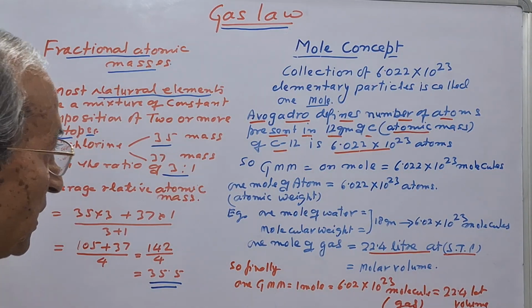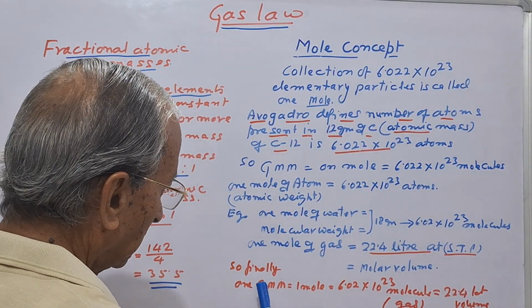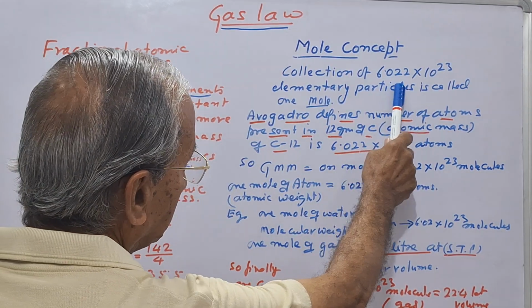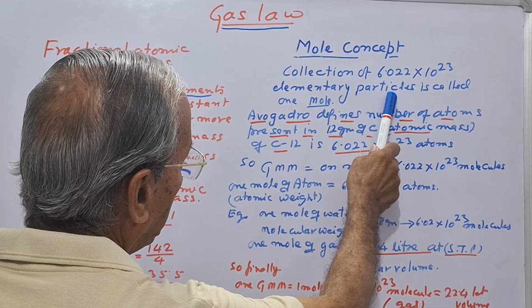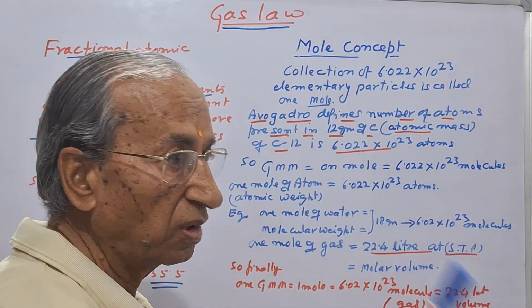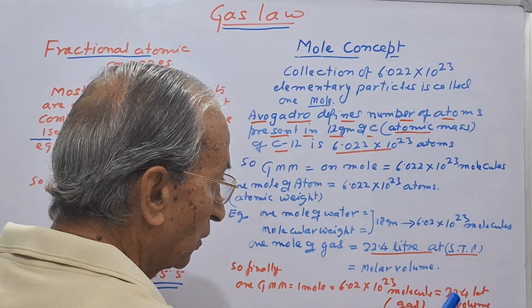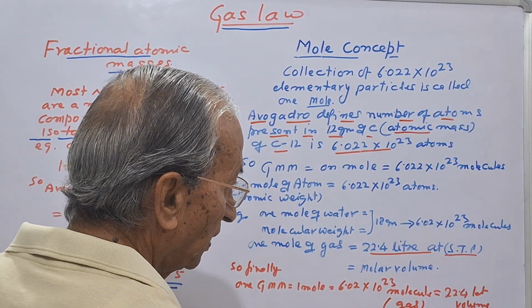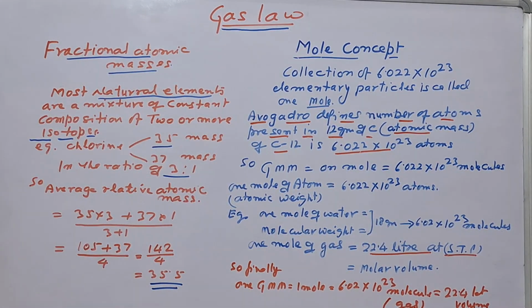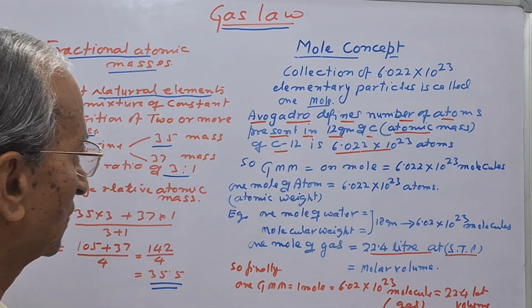So actually this is the relationship of the Avogadro number and the gram molecular mass, that is collection of this much number of elementary particle is known as the 1 mole, and the volume of the 1 mole of the gas is always equal to 22.4 liter by volume when measured at STP. Okay, I think it will be clear what is mole.